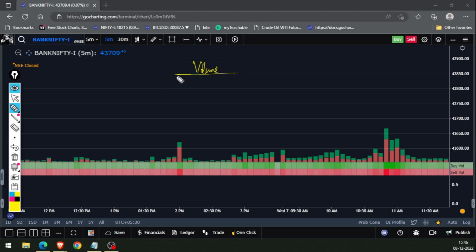All right, volume is divided into two types. The first type is price based volume, and the second one is time based volume. Price based volume defines at which price most of the volume has been traded. Time based volume defines how much volume has traded on a particular candlestick of a particular time frame. So it will give you such information.